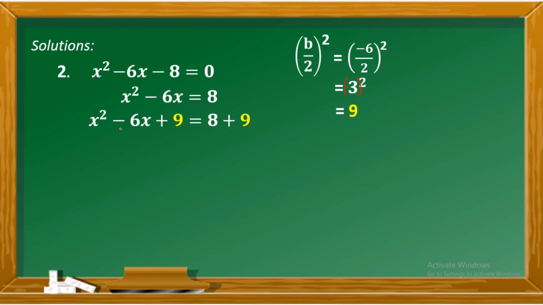Yung kaliwa, kaya siya tinawag na completing the square, kasi ginagawa natin siyang perfect square trinomial. Ito yung formula na to. So, yung x squared minus 6x plus 9, kung mapapansin nyo, perfect square trinomial na siya. Ang factor niyan ay x minus 3 quantity squared.